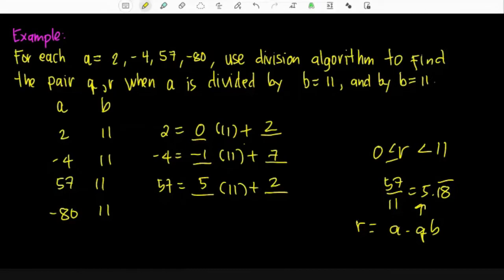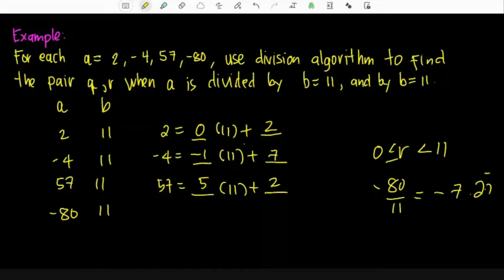So, pag involved si negative, so ganyan ulit, negative 80, di ba? Divide mo ng 11. So, halimbawa, may calculator ka, 80 divided by 11. Sa calculator yun, negative 7.27. So, 80 divided by 11, pero negative yung 80, that's negative 7.27.